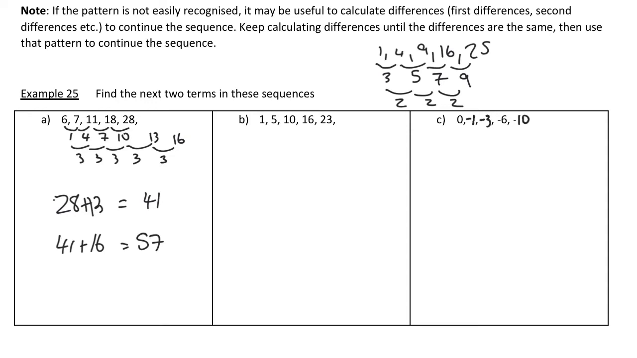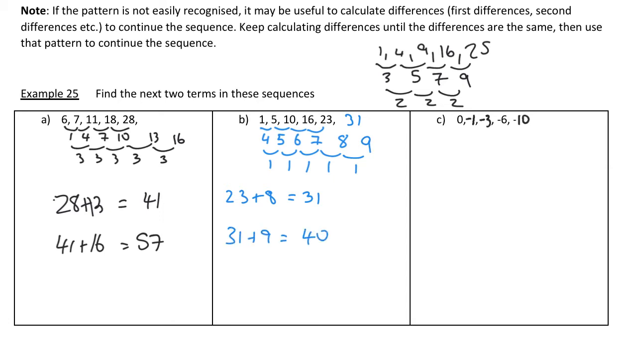In example B, from 1 to 5 is 4, 5 to 10 is 5, 10 to 16 is 6, 16 to 23 is 7. So the first differences are different, so if we work out the second differences, they're each 1. So that means to get to the next one is 1 greater, so it's going to be 8. So the next term is 23 plus 8, which is 31. And then the next difference is one more, so it's going to be 9. So then 31 plus 9 is 40. So those are the next two terms.